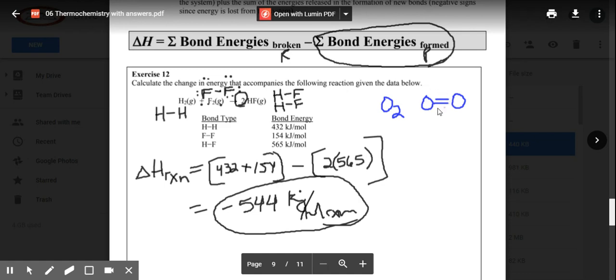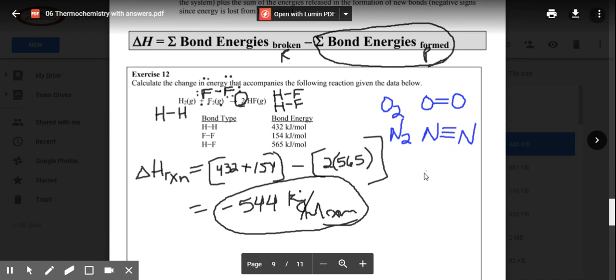The reason why is because more energy has to be put in to break a double bond than a single bond. Same thing goes for more energy would have to be put in to break a triple bond than a double bond. So oxygen, whenever you see O2, that is a double bond. Nitrogen, whenever you see N2, this is actually a triple bond. Now again, we will understand technically why when we get to Lewis structures later on in the year.